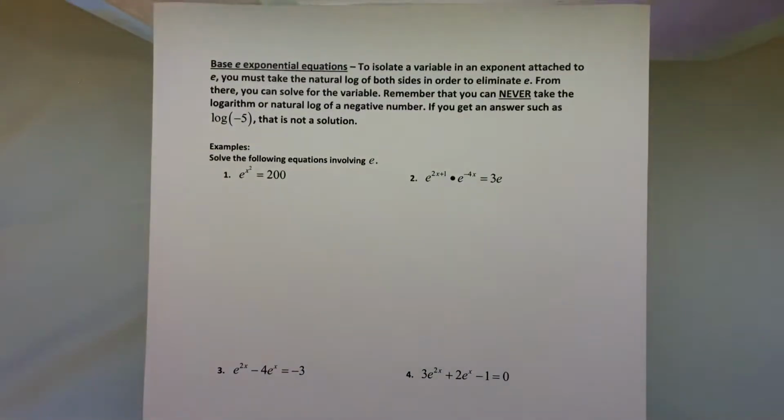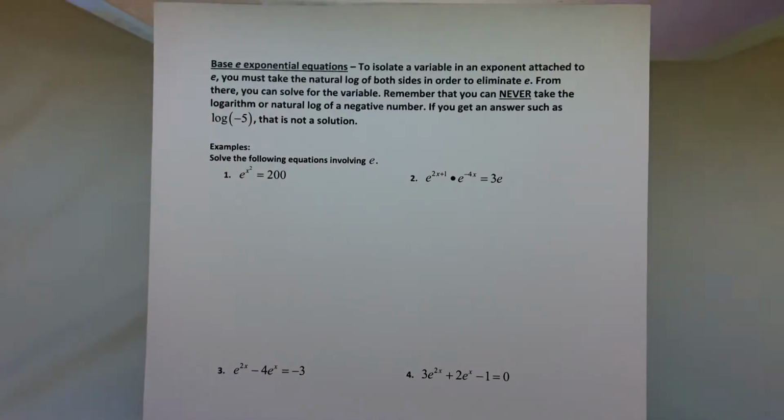So let's start with base e exponential equations. To isolate a variable in an exponent attached to e, you take the natural log of both sides. This will allow us to bring the x squared out, and the ln of e is 1, so the ln and the e essentially cancel each other out. From there, you can solve for the variable. Now, the most important thing is you can never take the logarithm or natural log of a negative number. If you get an answer where you plug back in, like the log of -5, you have to throw it out. It's not a solution.